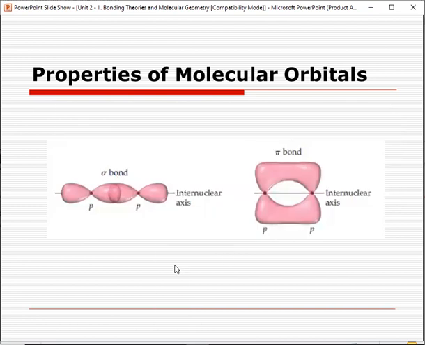Okay, mas klaro diri. So ang sigma bond overlap nga head-on, while ang pi bond is sideways overlap. So this is the internuclear axis. So sideway.